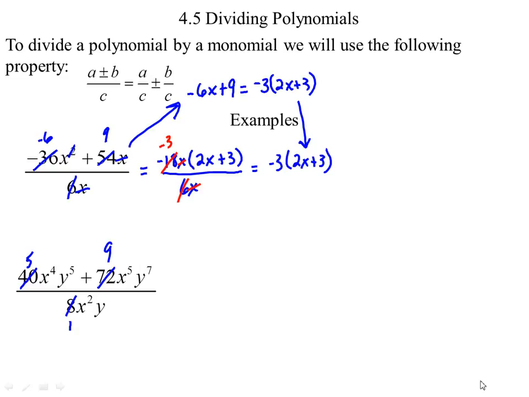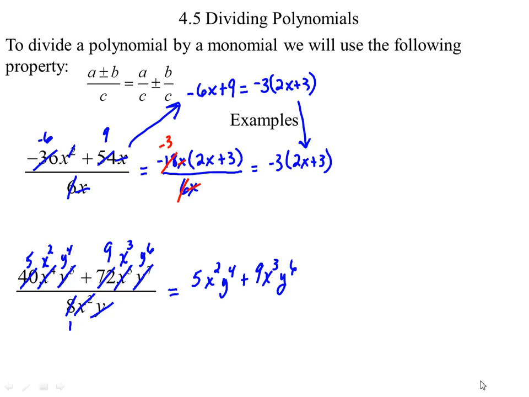Okay? I can take an x squared out of the denominator, and I can take an x squared out of that x to the 4th, and I can take an x squared out of that x to the 5th, reducing all your exponents by 2. I can also reduce by y. 1y is going to leave me with y to the 4th here, and y to the 6th here. So everything in the denominator reduced, and on top I have 5x squared y to the 4th plus 9x to the 3rd y to the 6th.